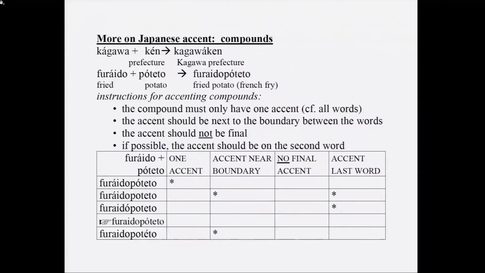In this case, you do end up with accent at the beginning of potato, on the second word. That actually is a perfect candidate. So this is an example in which none of the laws are violated by the best candidate. The laws aren't in conflict with each other. So you can put accent at the beginning of the last word, on potato, and it won't be final.